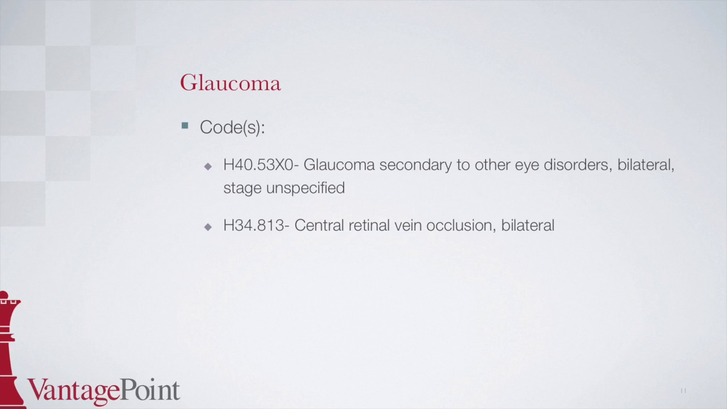You would start by looking up occlusion in the alphabetic index and then locating the word retina indented below. Indented under this is vein, with the word central in parentheses, which points to H34.81 with a checkbox next to it indicating that more digits are required. After finding H34.81 in the tabular, we see that the code for bilateral is H34.813.